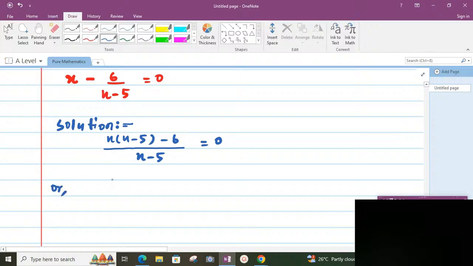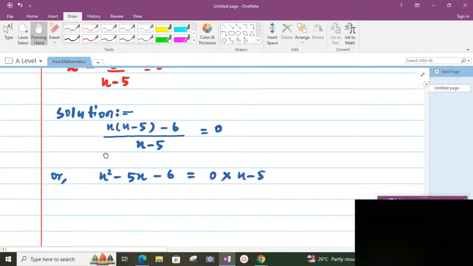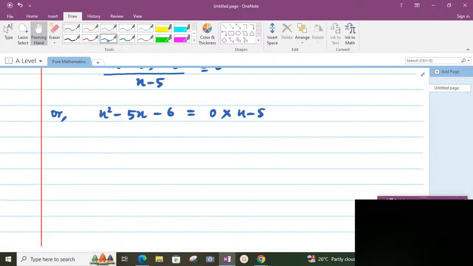The next step here will be x square minus 5x minus 6 equal to 0 into x minus 5. There is no problem to understand up to this step. So next step here will be x square minus 5x minus 6 equal to 0.